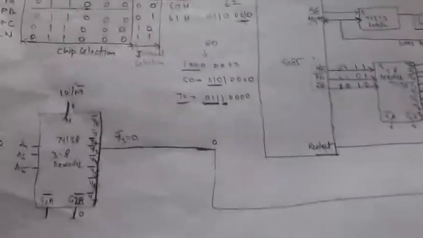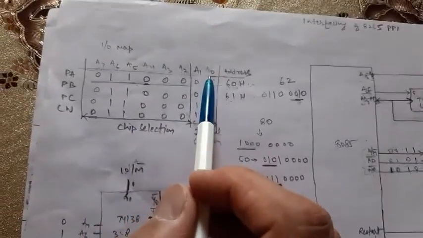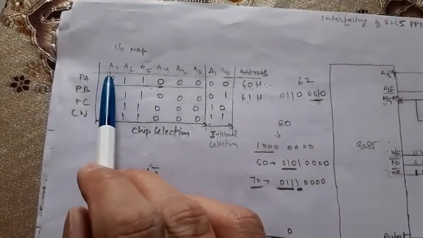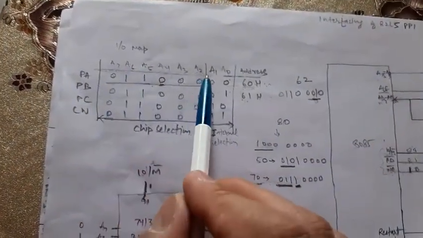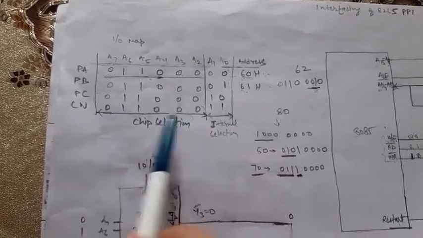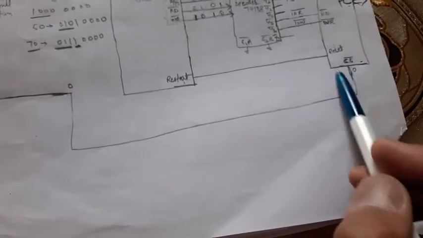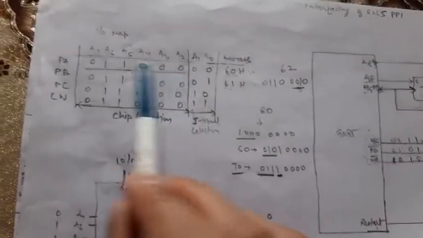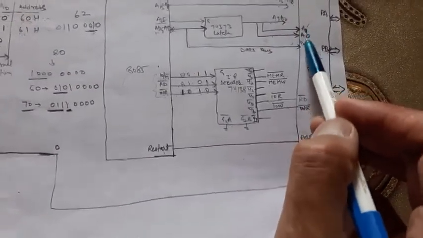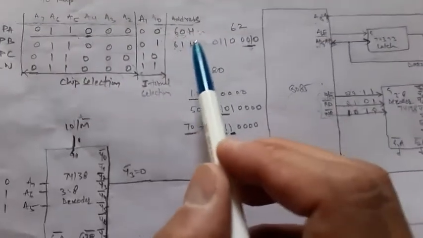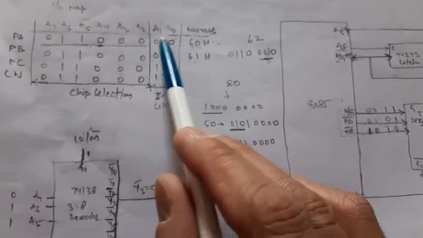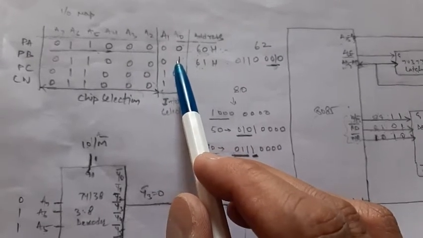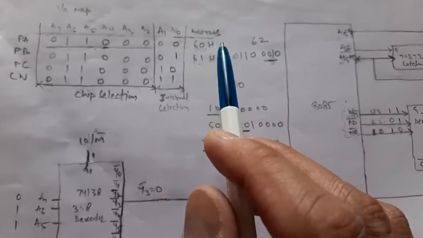Now we'll come to this IO address. We have used A0 to A7 lines for the address. The A2 to A7 lines are used for chip selection, which means the connection will be at this chip select pin. These bits are used for chip selection, and the A1 and A0 lines, as I told you, are inside the 8255. So these bits are used for internal selection, meaning port A, port B, port C, or command word selection.